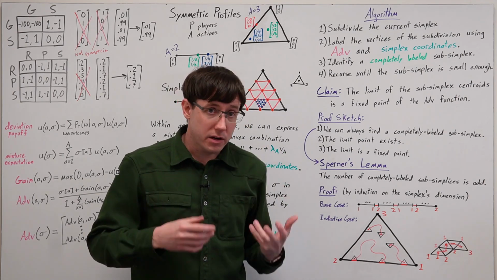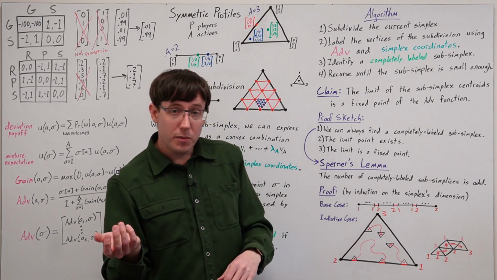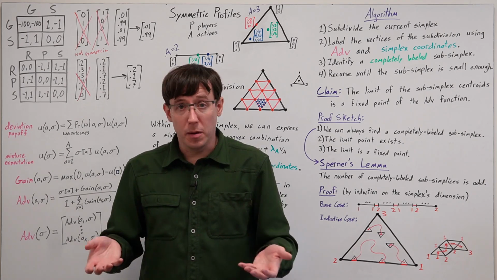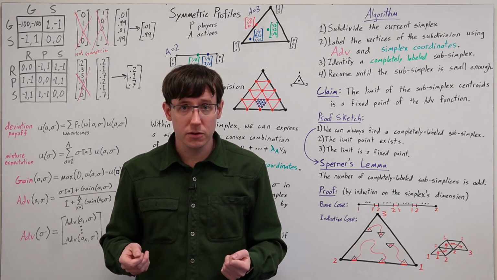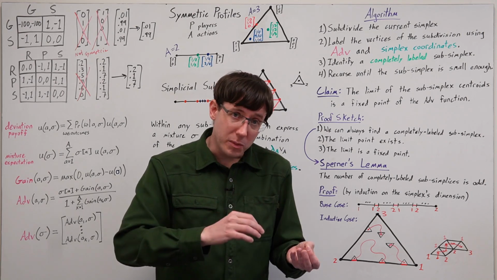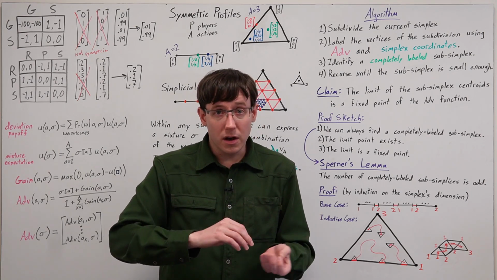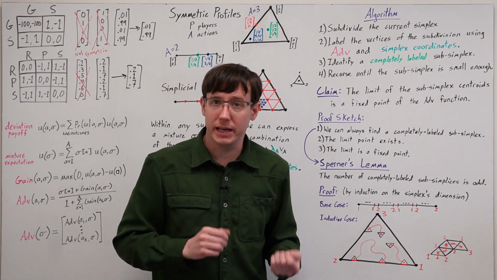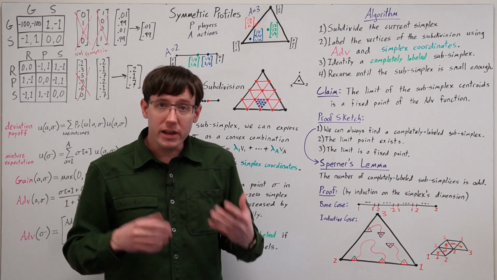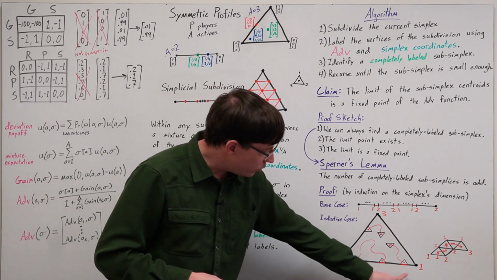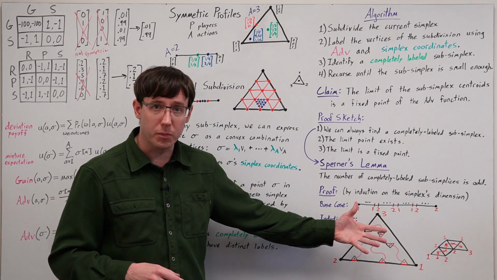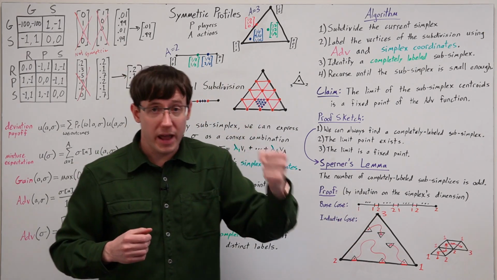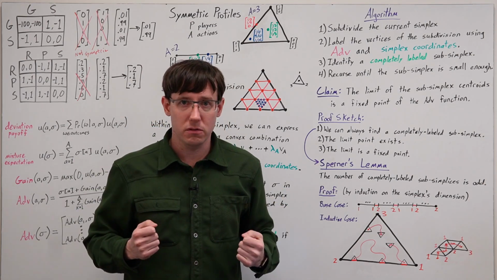Now for the inductive case, we assume that any simplex on n dimensions must have an odd number of completely labeled subsimplices. And we want to argue that this means any simplex on n+1 dimensions must also have an odd number of completely labeled subsimplices. Here I've illustrated this going from a 2-dimensional simplex to a 3-dimensional simplex, but our inductive argument needs to be fully general going from n to n+1 dimensions.